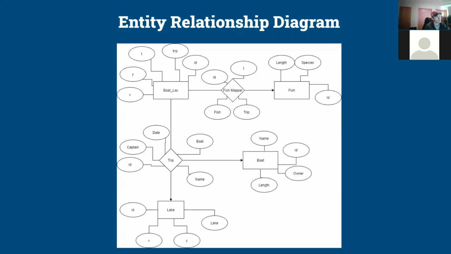This boat location entity set right here is a constraint representation of the path that the boat took across the lake. We have X coordinates, Y coordinates, and time with that. And that time is used to determine what the certain X and Y coordinates are at a specific given moment. We also have this trip relationship, which is what we use to map this boat location and the lake that it's on. It also has some extra information, like the name of the boat, the date, the captain of that boat, things like that.